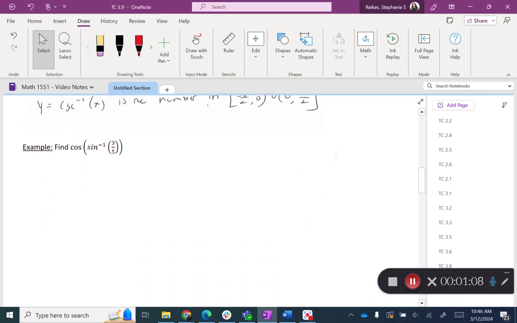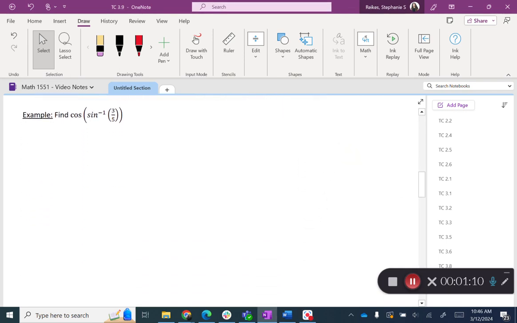So next, let's take a look at one example from pre-calculus to jog our memory. Let's find cosine of inverse sine 3/5. Let's recall we can write our inside stuff as theta equals inverse sine 3/5. And we can write that, which means sine theta equals 3/5.